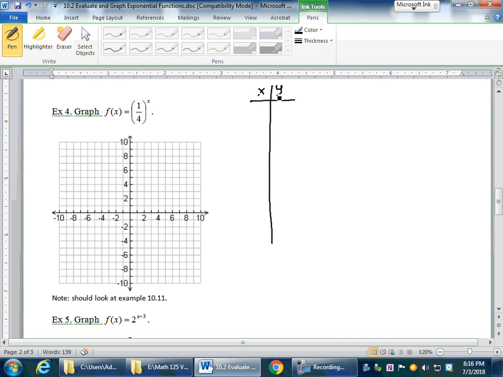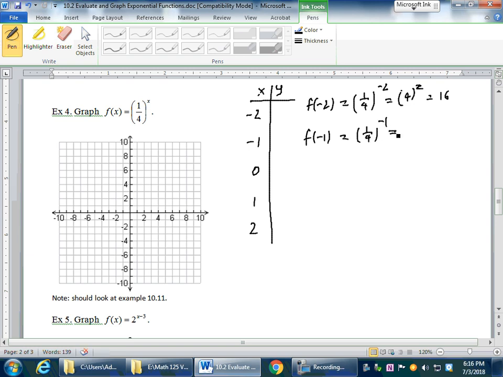X and Y, like before, I'm going to plug in -2, -1, 0, 1, 2, and then compute that. F of -2, that will be 1/4 to the -2 power. If I change it into a positive exponent, that will become reciprocating the base, so 1/4 becomes 4 to the 2 power, which will be 16. F of -1, that will become 1/4 to the -1 power, which is, when you reciprocate the base, 4 to the 1 power, that will be equal to 4.